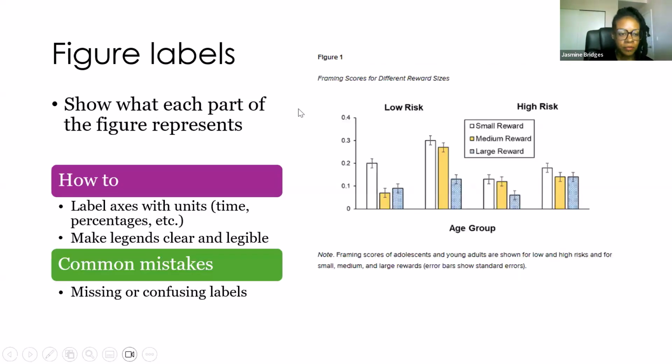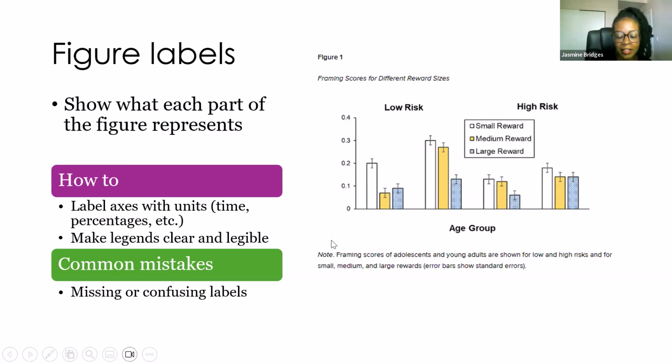Let's see here. And so next, we have figure labels. These labels will depend on what kind of figure that you have. So they show what each part of the figure represents. And again, it depends on what kind of figure you have to know how you'll label it. Here we have a bar chart.